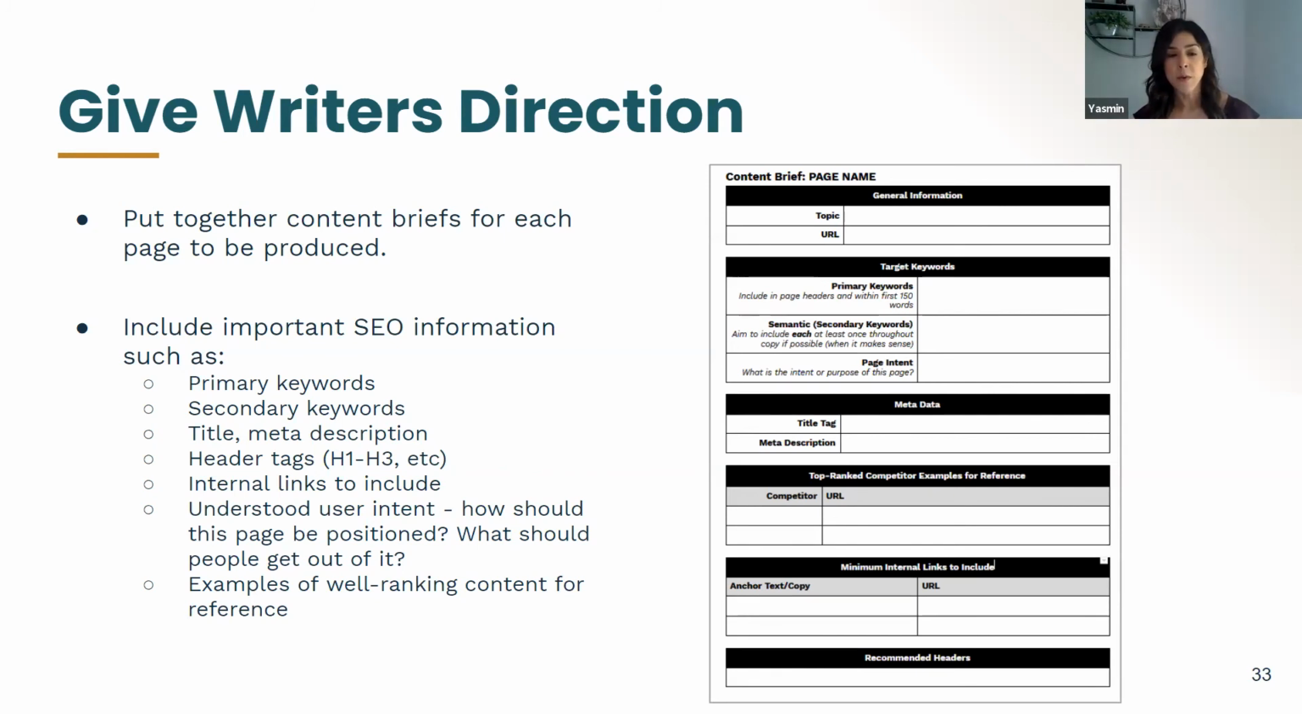It's also really helpful to outline what the intended user intent is for the page. So based off the research that you did, how do you want this page to be positioned? What are people trying to get out of this page when they come here? And I always find it really helpful too to include examples of well-ranking content. So as they're writing the piece, they can go refer to these pages and actually see some live examples of content that's performing well. And that's usually really helpful for writers.